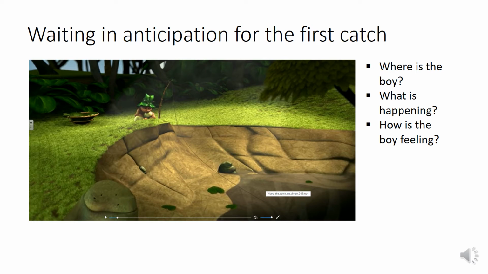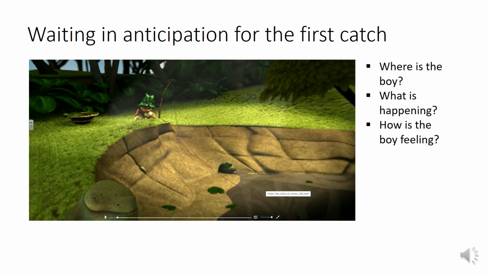So the first scene then, where the boy is waiting in anticipation for the first catch. I want you to think about where he is. So can you describe his surroundings? Think about the different colours. What do you think the weather's like? Think about the clothes that he's wearing. So use those to really describe those things.